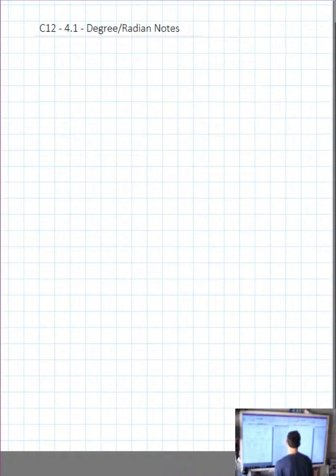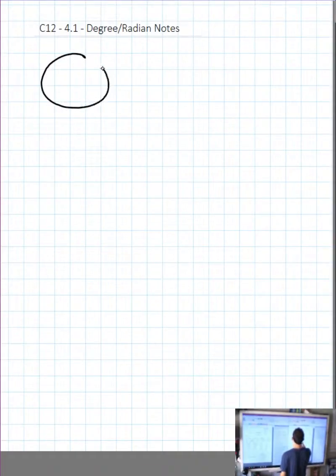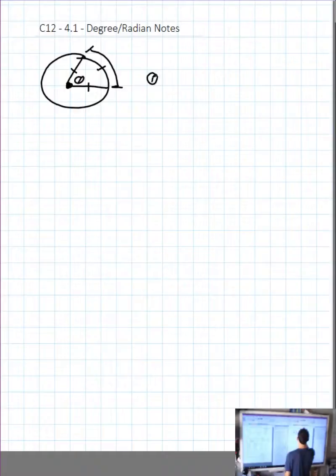Okay, into trigonometry. Let's take a look at the definition of a radian. So if you print off your notes, we can see the definition of a radian. Let's draw a circle. If I have a circle with a center and an angle theta, where the radius is equal to the arc length, I know that the definition of that theta is equal to 1 radian. 1 radian.